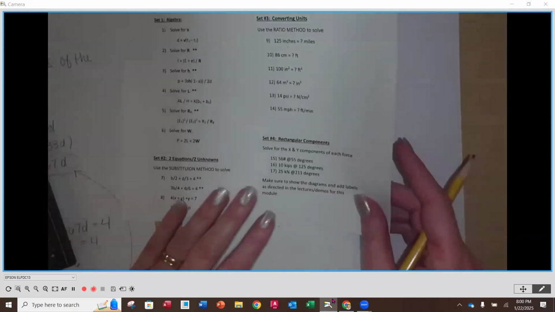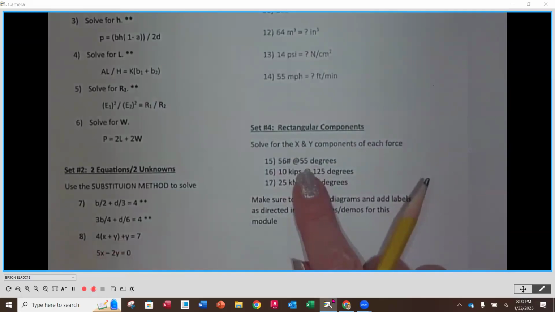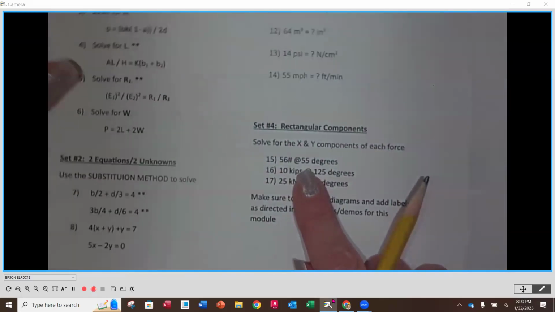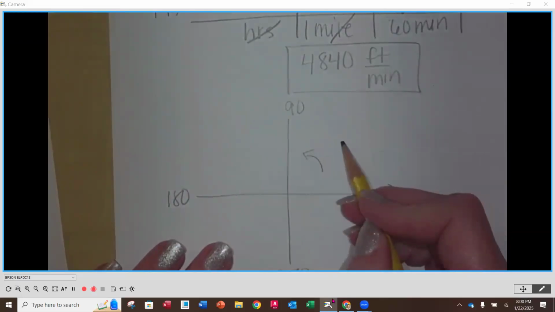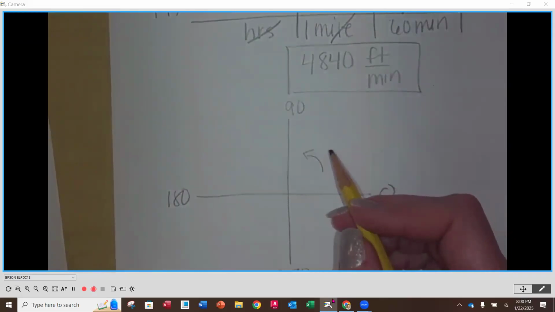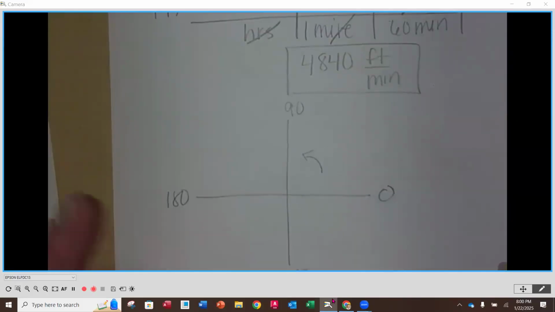So for instance, this first one is 56 pounds at 55 degrees. What that means is I am measuring from here and going in a counterclockwise direction, 55 degrees. Does that make sense to everybody? Okay. Now for these rectangular component problems, I want you to draw out the vector, sketch out.